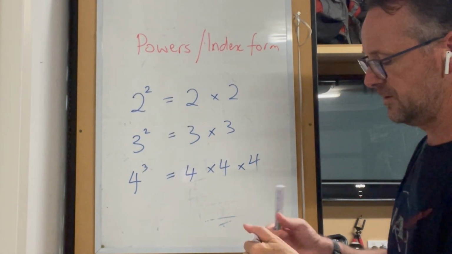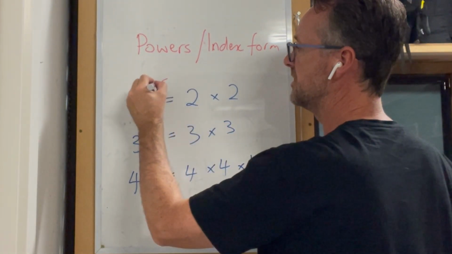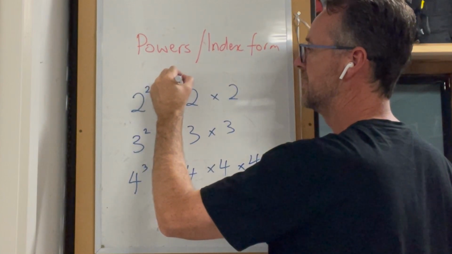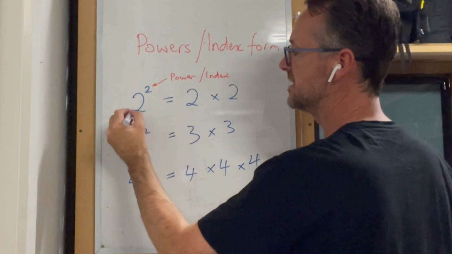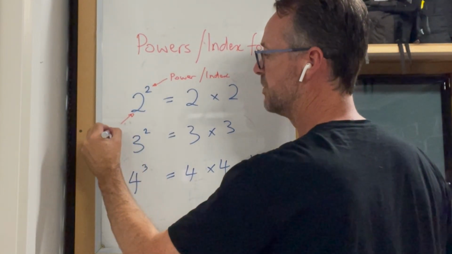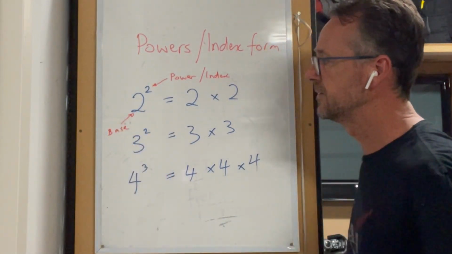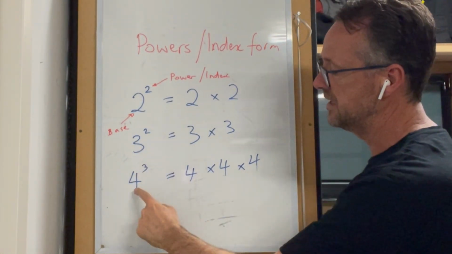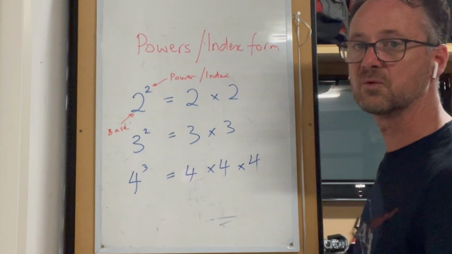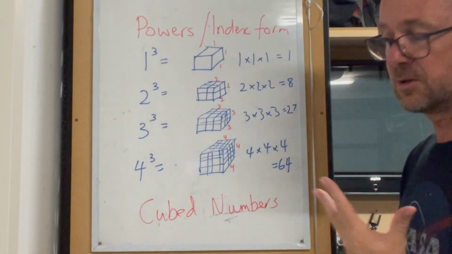Okay. So things to understand, this number here is your power or your index. This number here is your base number. So base number here is 3, the power is 2. Here the base number is 4, the power is 3. Okay, so now we look at cube numbers.